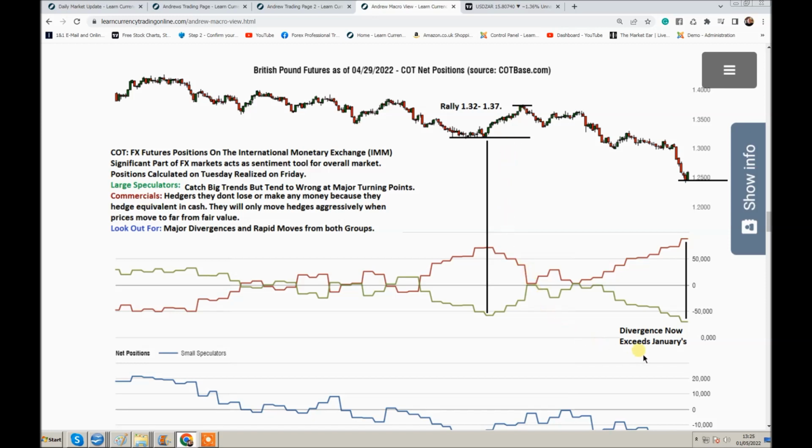Now look at what we've got here. We've got commercials really coming in to buy this decline. The divergence is now bigger than this one. So we're looking for a break in favor of the commercials. Now it's not a timing tool because obviously they're hedgers. They're not losing any money. So we have to be careful with our timing. But this rapid run up in the commercials against the specs points to a turning point.